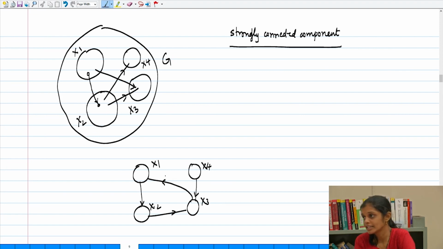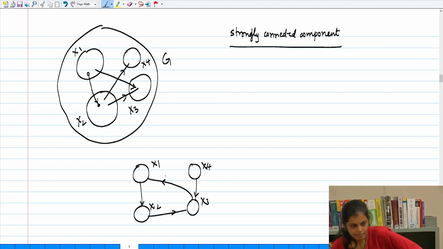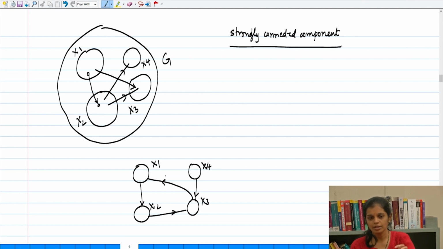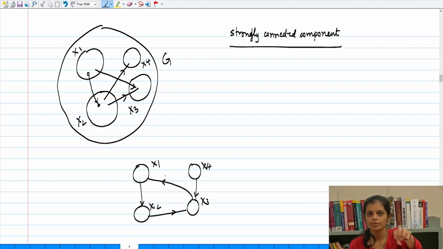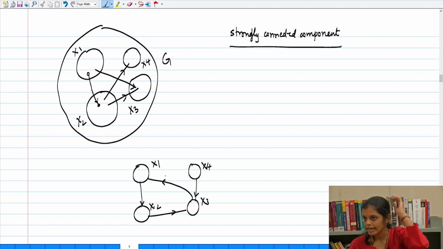A DAG. You have seen that yesterday. Directed graphs which do not have cycles are DAGs, and you expect to see that this meta graph is a DAG. So although we have not discovered the structure of the connected components, what we know is that the connected components themselves form a DAG between themselves. That is, there is an underlying DAG between the connected components.